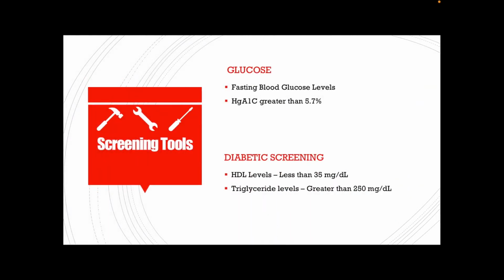First, we're going to screen for diabetes, and we do that with the fasting blood glucose and glycosylated hemoglobin. If the A1C is greater than 5.7, then it's in the diabetic range. Diabetic screening for CVD, we use lipid profile screening. You're going to check the high density lipoprotein levels and triglyceride levels.